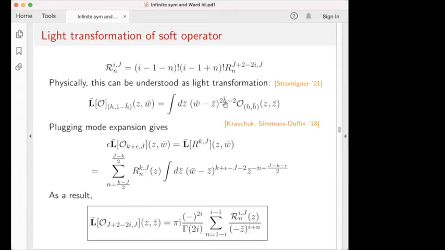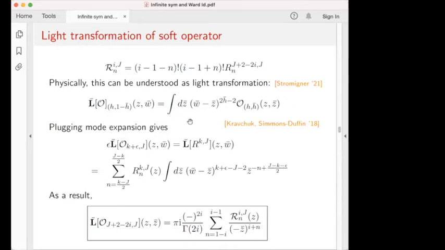So in 2D CFT, for 2D CFT in Minkowski signature, there are 2 null directions. So we can perform a light transformation along 1 null direction. We take this primary operator, we multiply with this factor, and then we integrate along 1 null direction. This gives rise to another operator, which is a light transformed operator with weight h and 1 minus h bar.